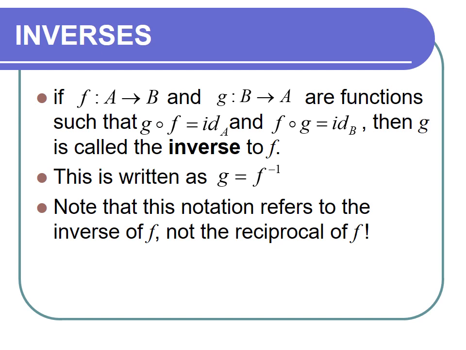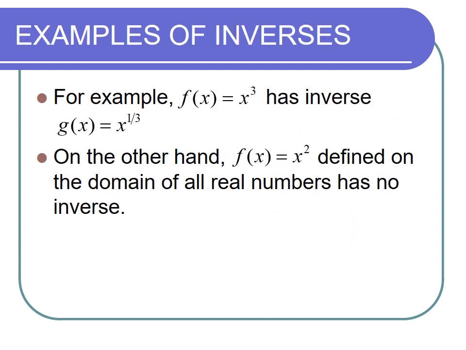And the most important thing here with notation: we use f to the minus 1 for inverse. That is not 1 over f. It's not the reciprocal of f. So x cubed has the inverse cube root of x. x squared has no inverse on its whole domain. You have to chop it down to half of it. So square root x is technically not the inverse of x squared.